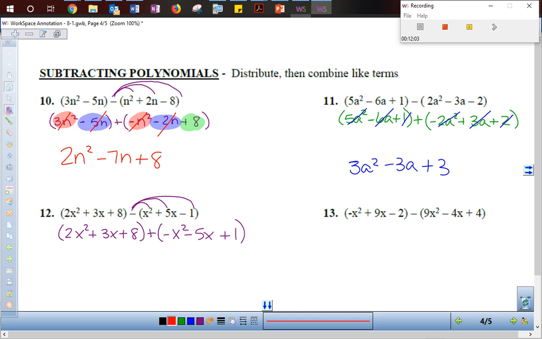Now, again, pause the video and combine your like terms. Hopefully you got x squared minus 2x plus 9, because these two go together, these two go together, and these two go together. Next, what I'd like you to do is pause the video and do number 13 completely on your own.